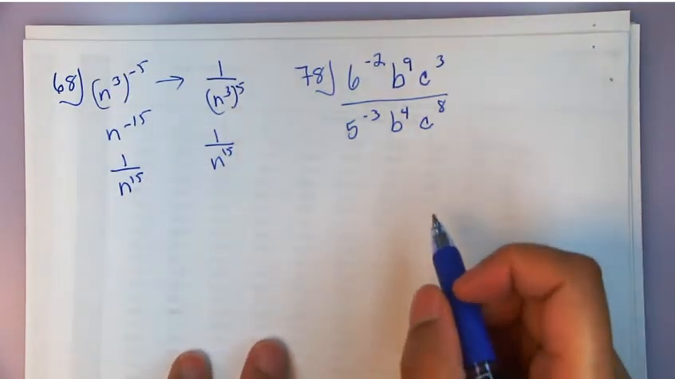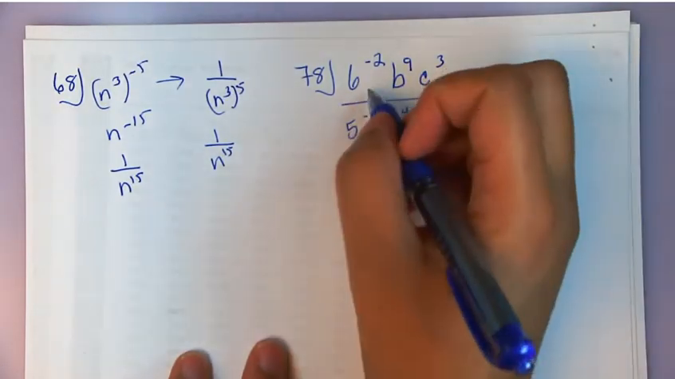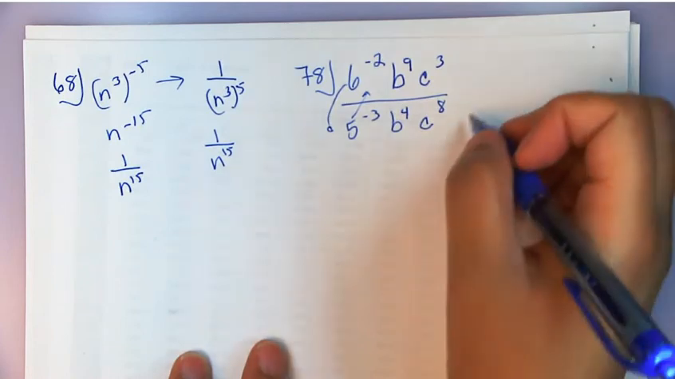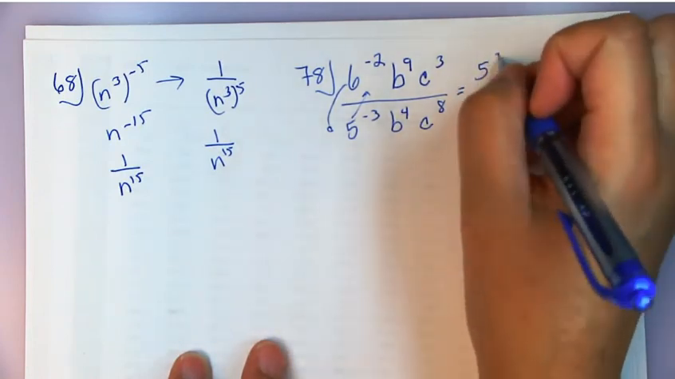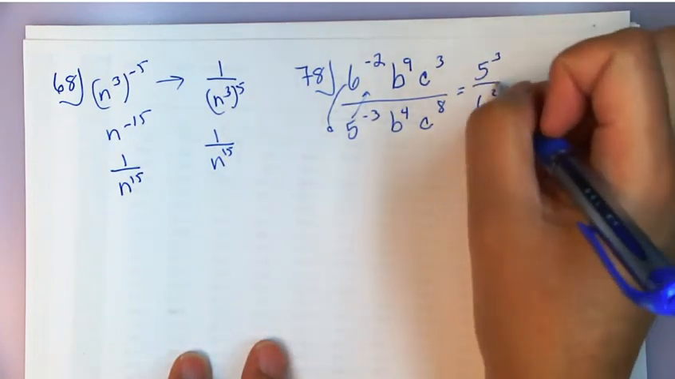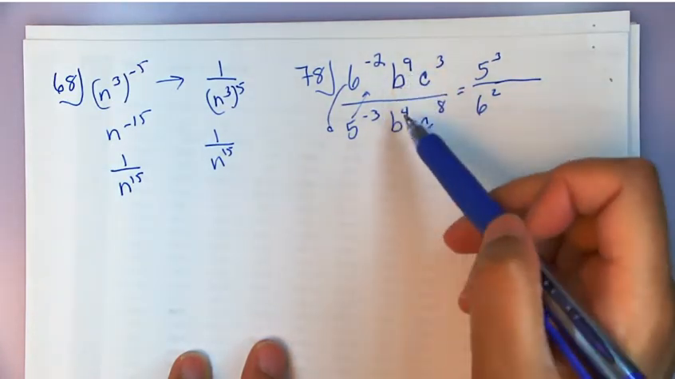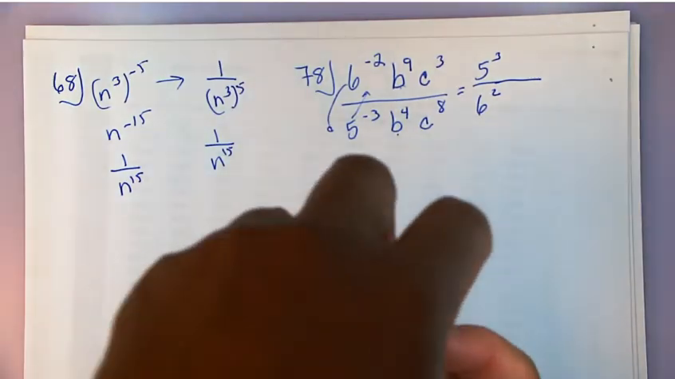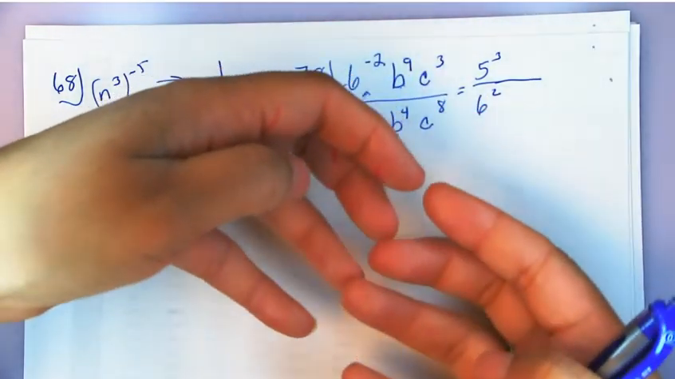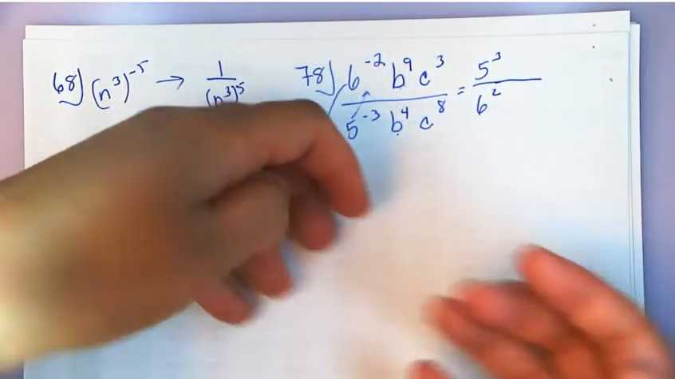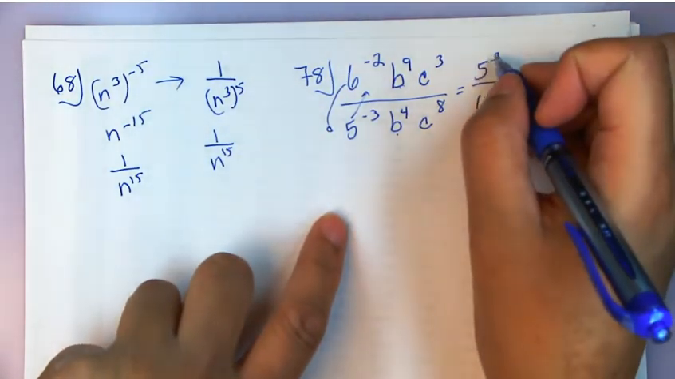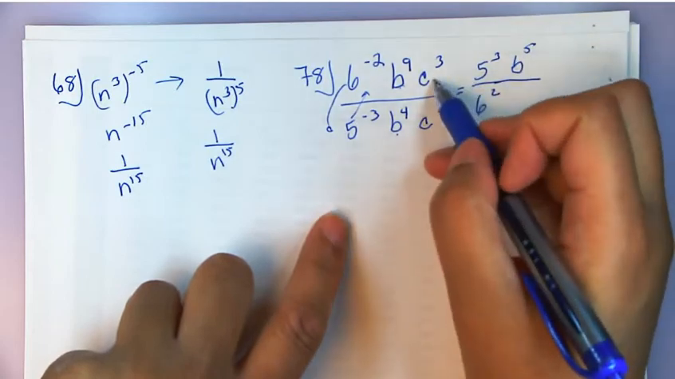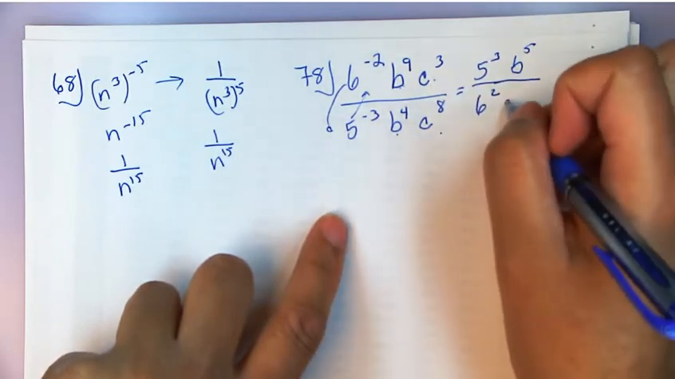For the numbers, I'm going to send this downstairs and the 5 upstairs, so we end up with 5 cubed upstairs and 6 squared downstairs. Now we have b to the 9th over b to the 4th. There's 9 up top, 4 on the bottom. Do your fingers: how many are going to cancel out? You're left with b to the 5th up top. For c, I've got 3 on top, 8 on the bottom, 3 cancel out, so I have 5 left on the bottom.